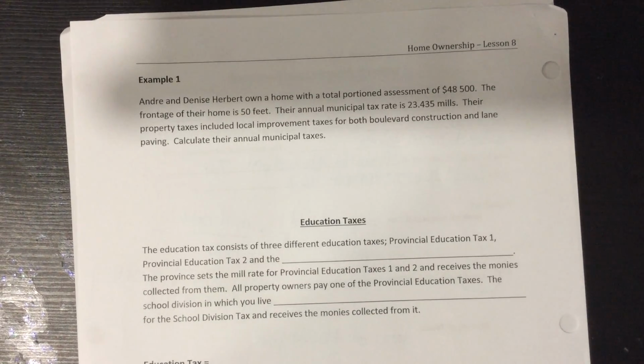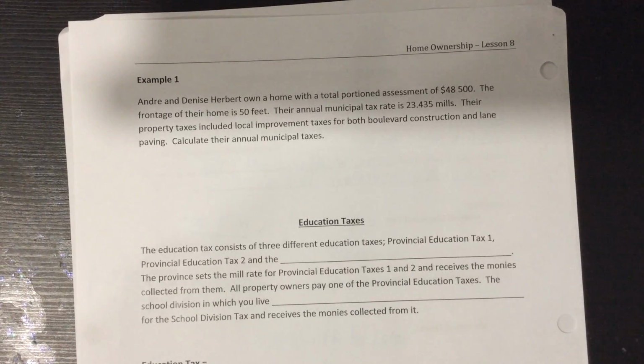Andre and Denise Herbert own a home with a total portioned assessment of $48,500. The frontage of their home is 50 feet. Their annual municipal tax rate is 23.435 mills, and their property taxes included local improvement taxes for both boulevard construction and lane paving. Calculate their annual municipal taxes.